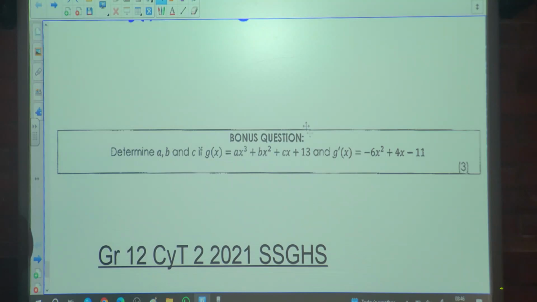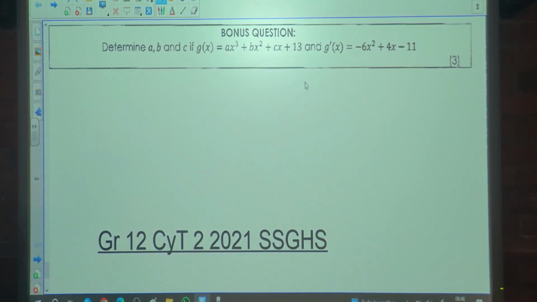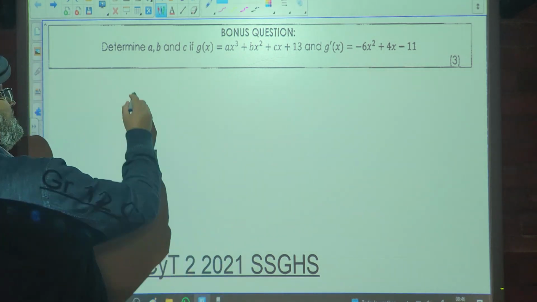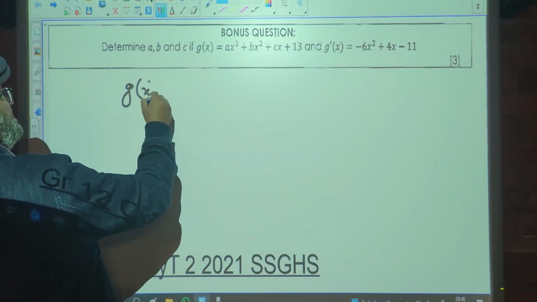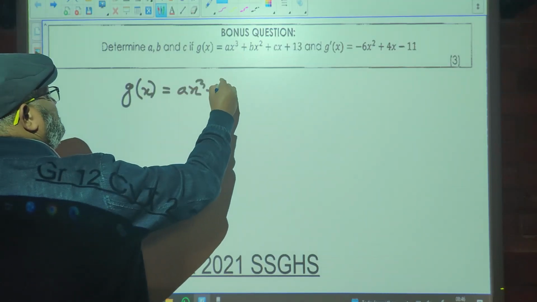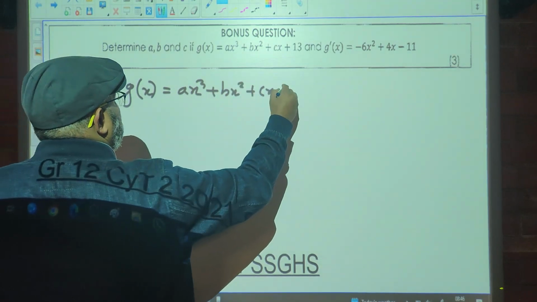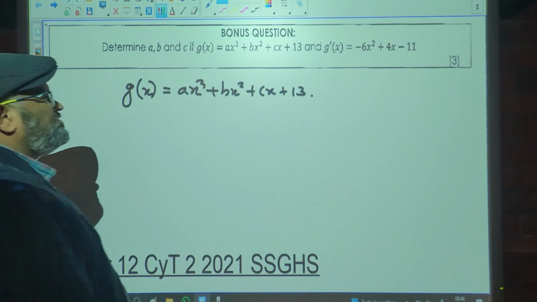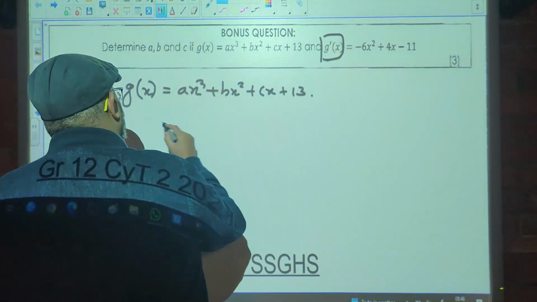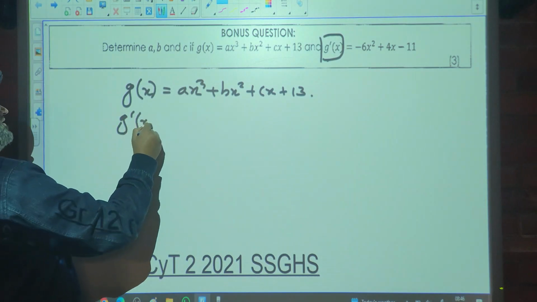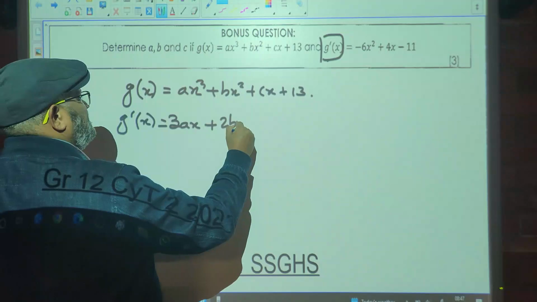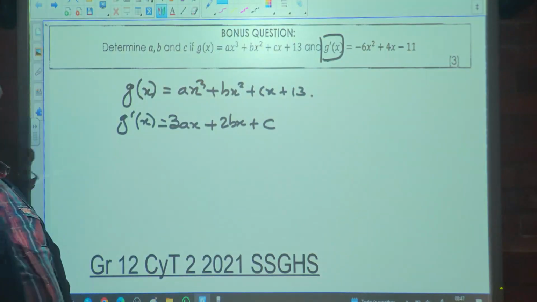The bonus question. Determine a, b and c if g of x is given. Normally we get g of x is equal to ax cubed plus bx squared plus cx plus d. You're speaking about g prime of x. How do we normally get g prime of x? Apply a derivative. So it's going to be 3ax squared plus 2bx plus c. Derivative of constant is 0.